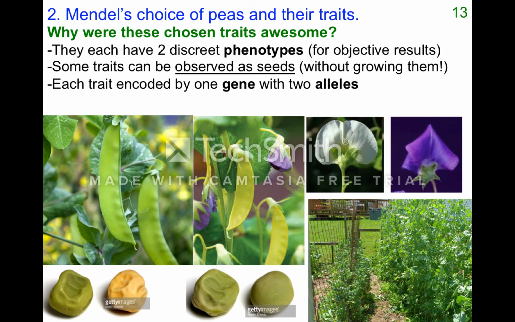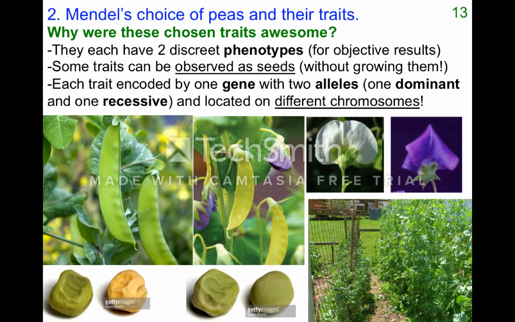Also, each trait just happened, and Mendel didn't know this to begin with, to be encoded by just one gene that had two different alleles. And for those alleles, one was always fully dominant over the other. You'll see exceptions to this later on, but for him, his traits always followed these rules.